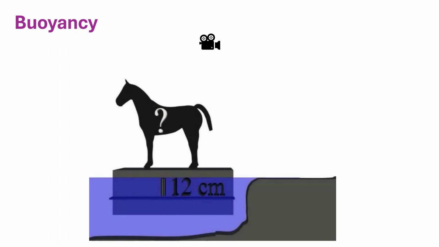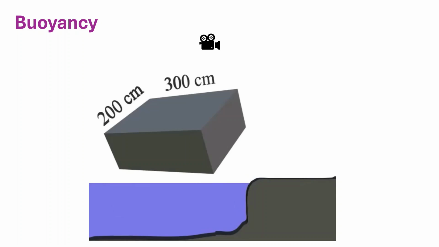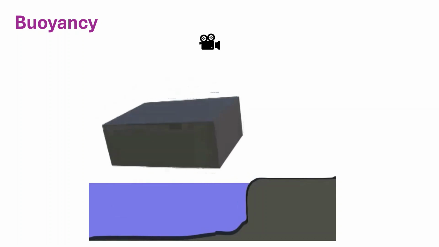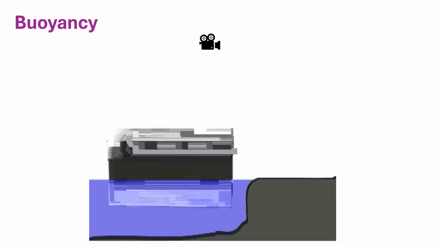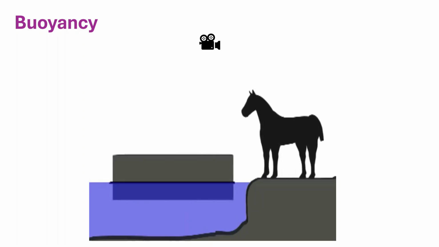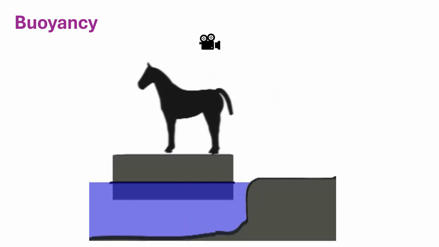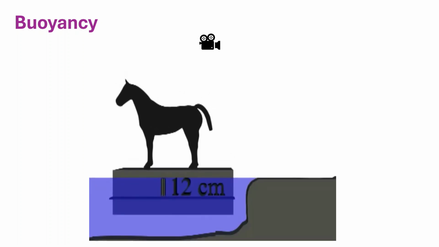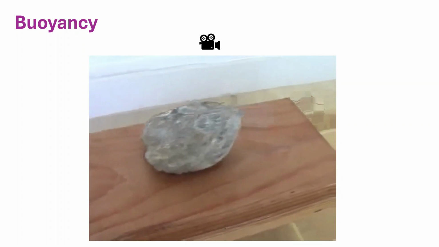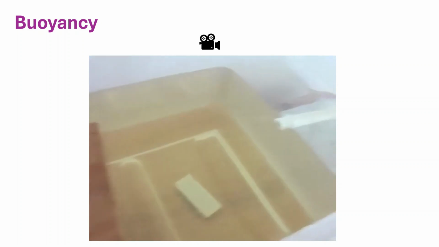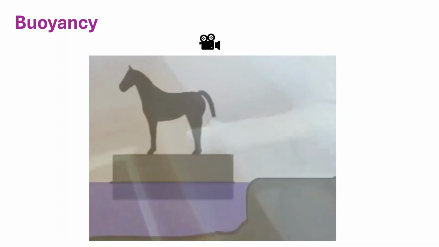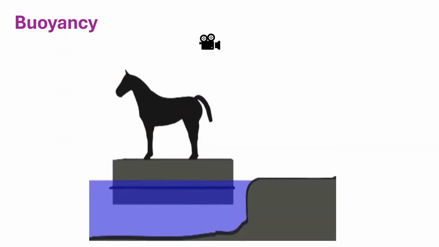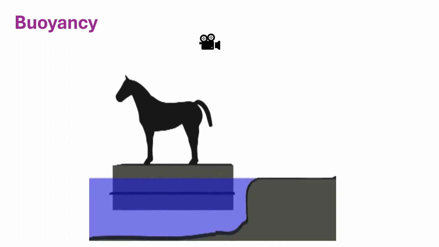Now to solve the horse problem. We have a rectangular barge measuring 300 centimeters by 200 centimeters, sitting in a freshwater lake. A horse jumps onto the barge, causing the barge to sink 12 centimeters. How much does the horse weigh? Like the stone sitting on the wood block, the horse has displaced water equal to its own weight. We need to calculate the weight of this displaced water. If you think you know how to do this, pause the video and do the math.